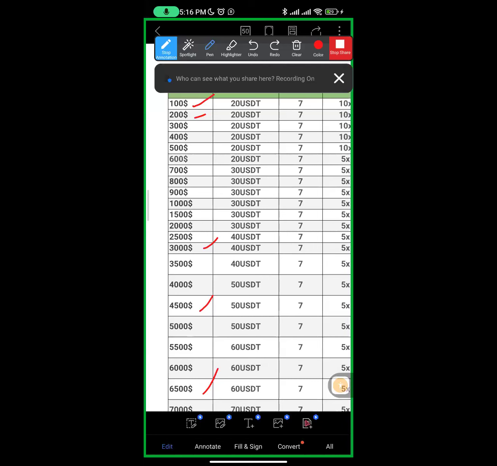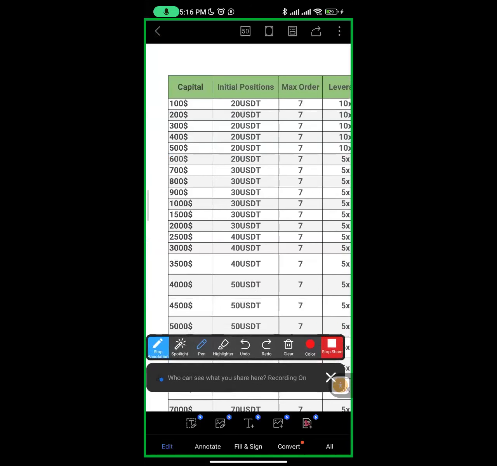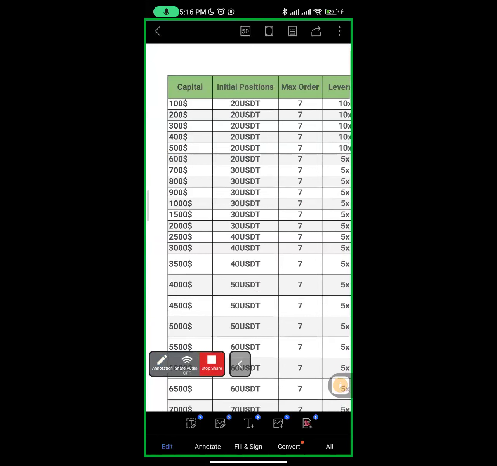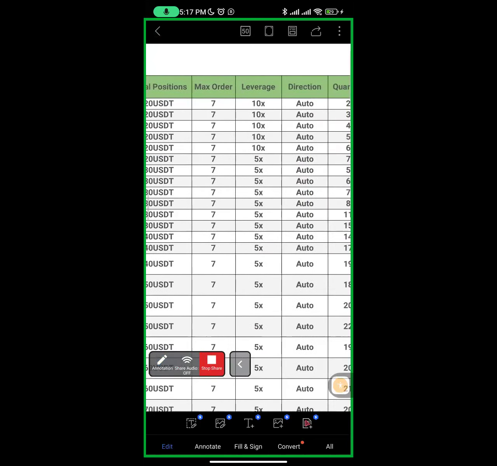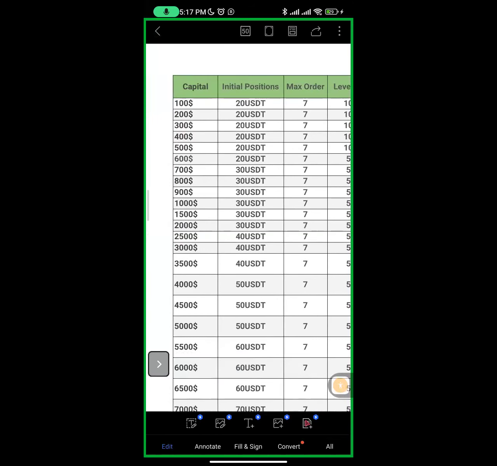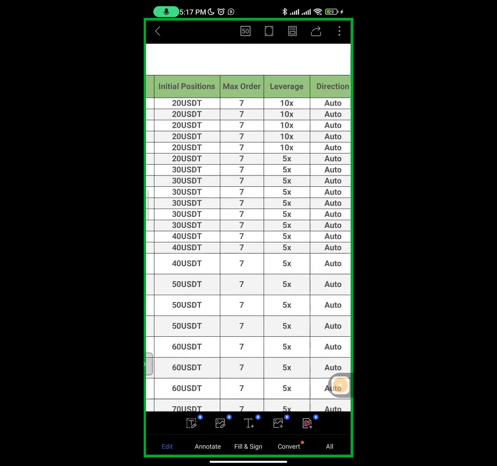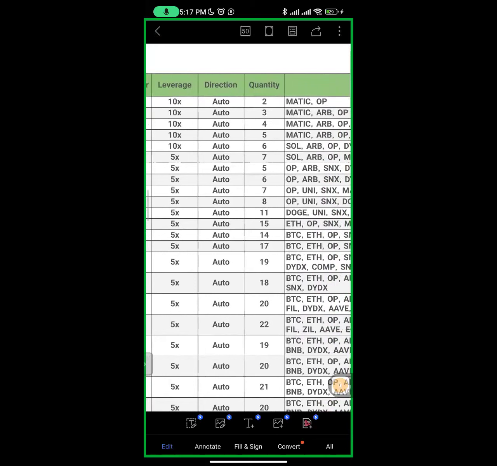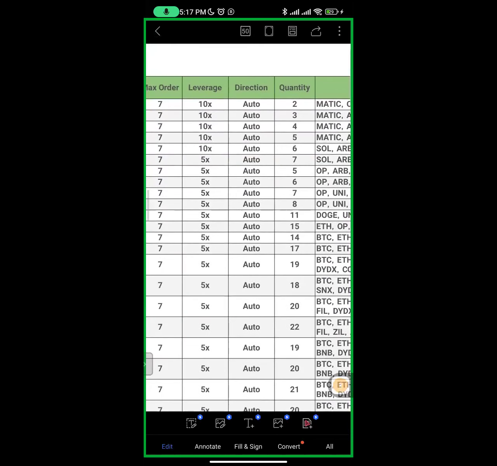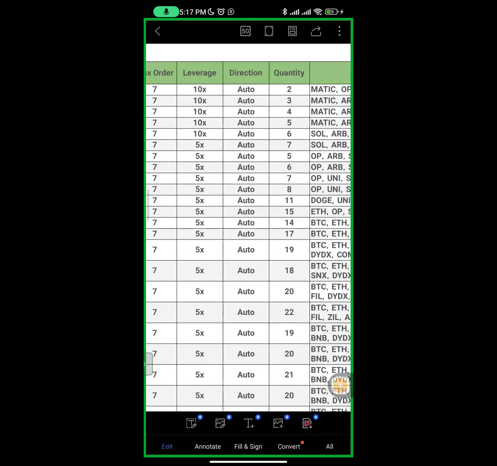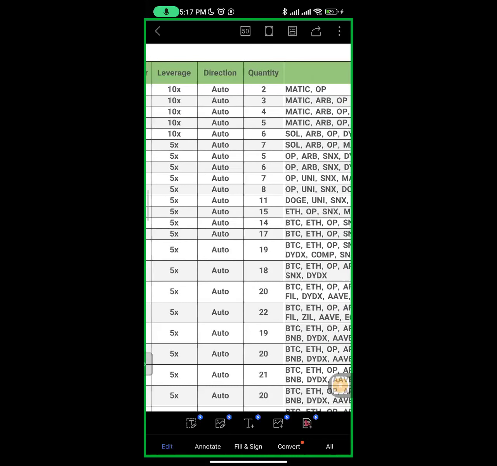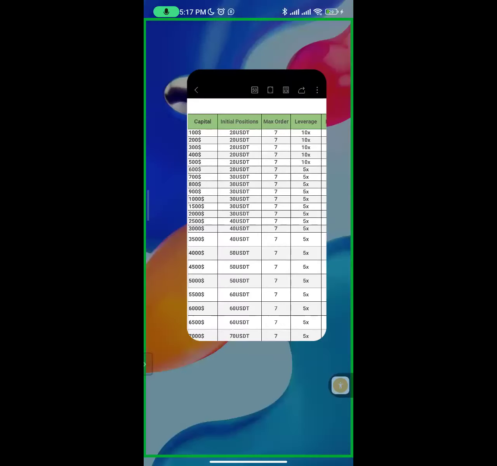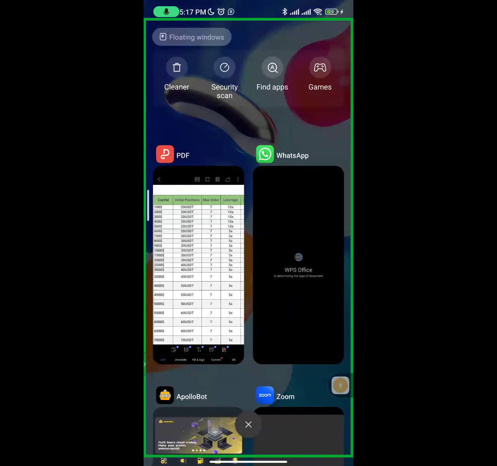Okay. So now, what do you do? There is a defined parameter. So if you are trading futures, look at it here. So your $100 initial position is 20, maximum order is 7, leverage is 10, and the direction is auto. The quantity is 2. So now, depending on your exchange, just follow the recommendation. So if you have $100 and you want to trade futures, I'll still show you that of the spot. So let's take that example, the example we saw right there.